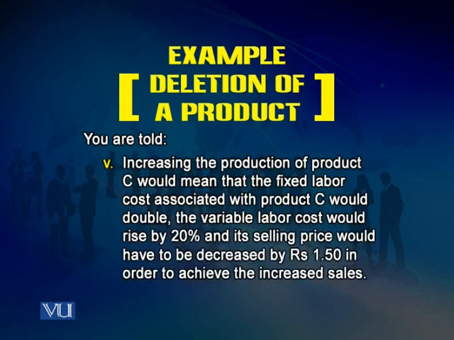Increasing the production of product C would mean that the fixed labor cost associated with the product C would double. The variable labor cost would rise by 20%, and its selling price would have to be decreased by 1.50 in order to achieve the sales. This is additional information being provided on this example.